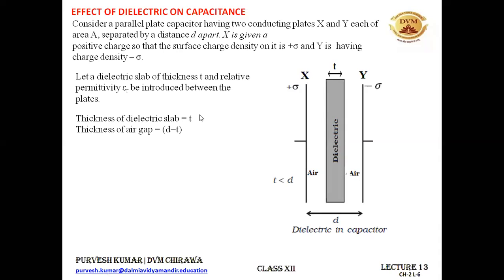The thickness of the dielectric slab is small t, which means the dielectric slab is present over a distance t, and over the remaining distance only air is present. So air is over here and air is over here. We can say that the thickness of the air gap is d minus t, because over distance t the dielectric slab is inserted, so only air remains over distance d minus t. I hope it's clear. Earlier, over the complete distance d air was there, but now over this distance t you have inserted a dielectric slab.